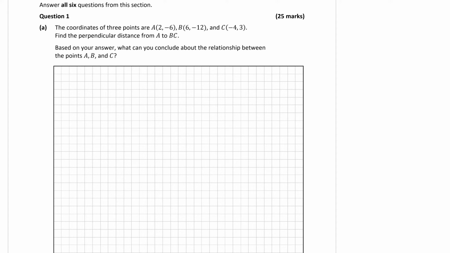In this video I'm going to look at a Leaving Cert Pass paper question from 2020, paper 2, question 1 on coordinate geometry of the line. You are given 3 points and you're first asked to find the perpendicular distance from a point A to BC. First of all, we need to know what the equation of BC is.